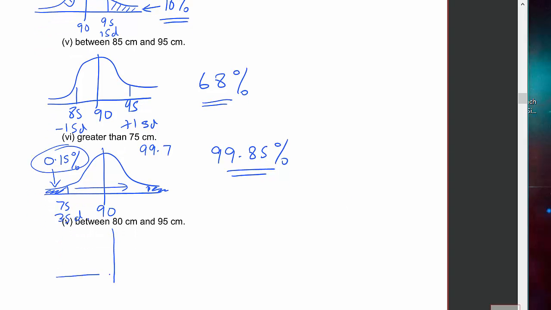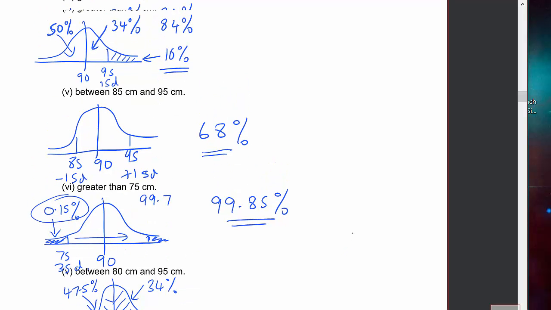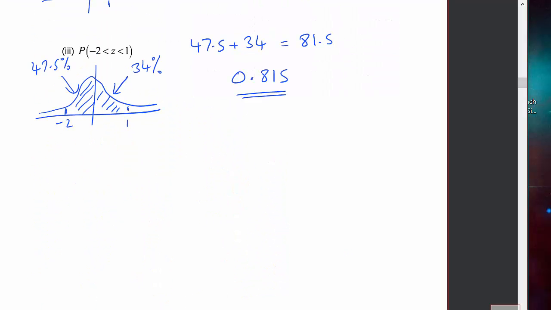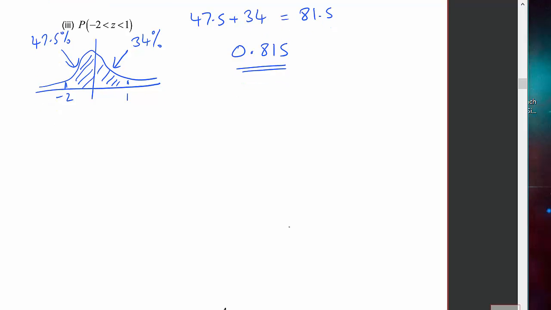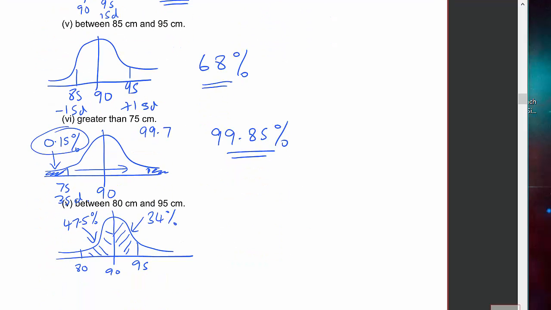And then between 80 and 95, so 80, 90, 95, so this is 2 standard deviations, that's going to be half of 95. This is 1 standard deviation, so that's half of 68. So we've got to add those two together. I think we've done that actually before. There it is. So it's 81.5%.